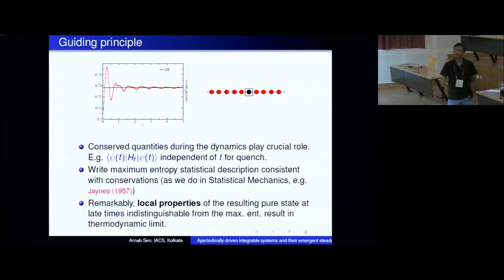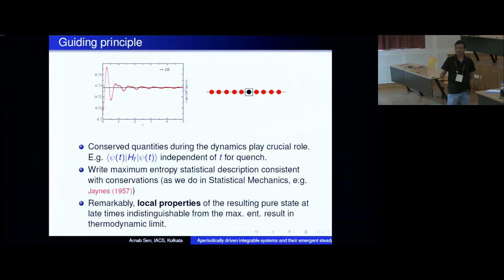Okay, so the important quantities. What are the guiding principles that you have here? The guiding principles are the conserved quantities during the dynamics. Of course, if I just do a quench, then the only conserved quantity, at least for a generic system, is the final Hamiltonian's expectation value. And then if we write a maximum entropy description which is consistent with this only conservation law, we basically get the e to the minus beta H density matrix, right? This is how we usually formulate statistical mechanics as well.